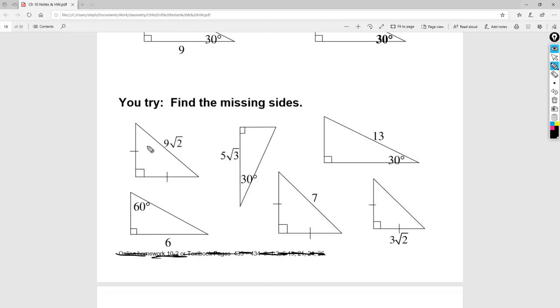Alright, so we have an isosceles triangle here, so I know this must be 45, 45, 90. So I'm going to divide by the square root of 2. I'll get 9.